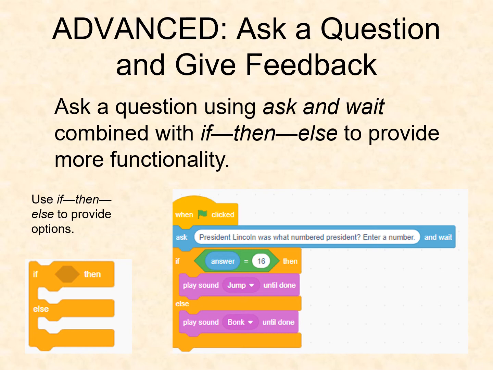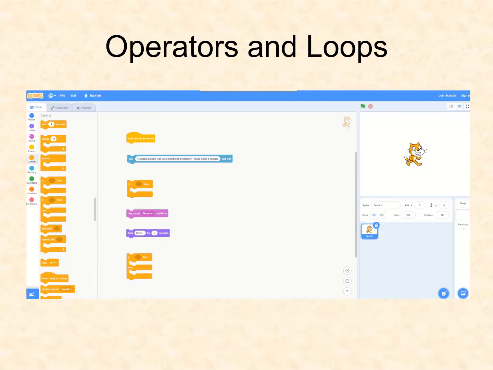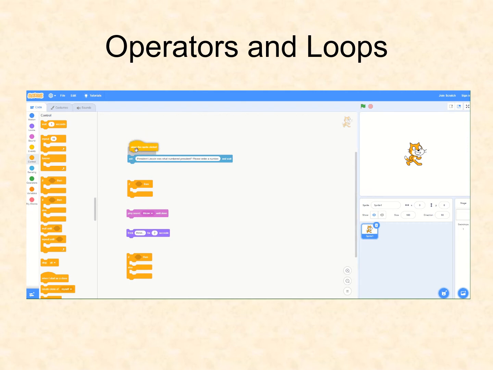So let's look at a live demonstration, and let's play with some of these operators and loops. So let's experiment a little bit. I've already dragged out some blocks of code just to save a little time. I dragged out, when the sprite is clicked, ask, and I typed in here, President Lincoln was what numbered president? Please enter a number. So we're going to ask this question, and the system is going to wait for the student to type something in.